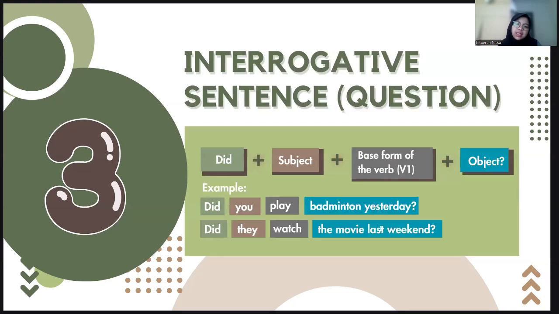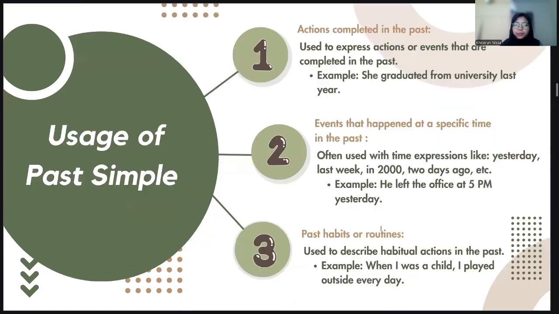The last is the interrogative sentence or question. We have formula did plus subject plus base form of the verb one plus object. For example, did you play badminton yesterday? Did they watch the movie last weekend? Okay, I think this is clear. We move to the use of past simple.